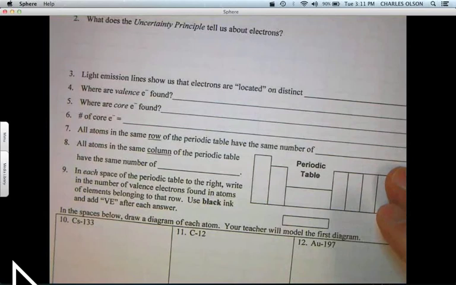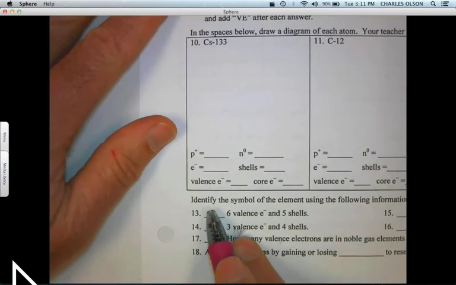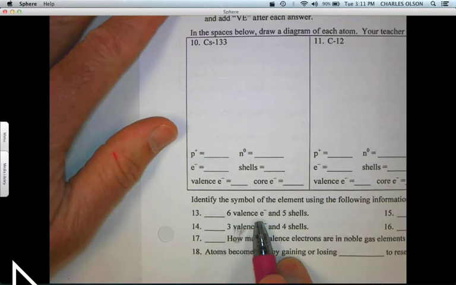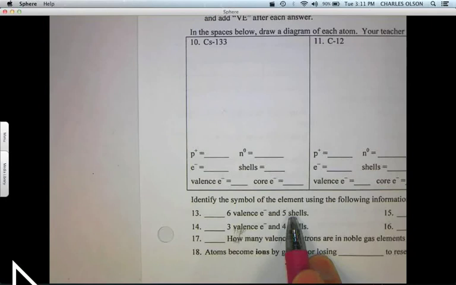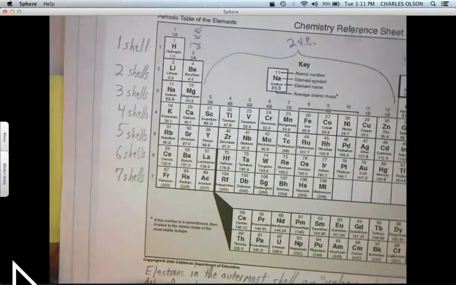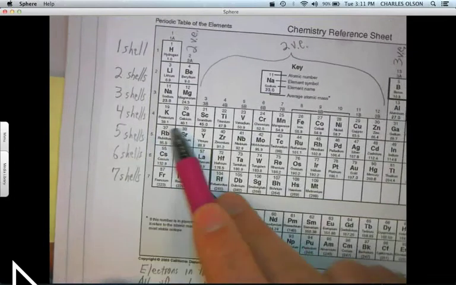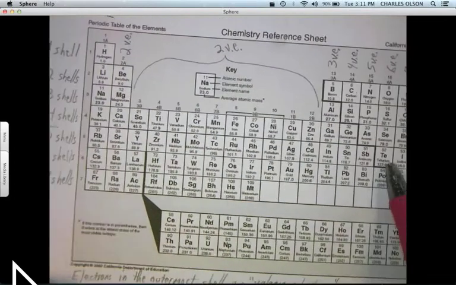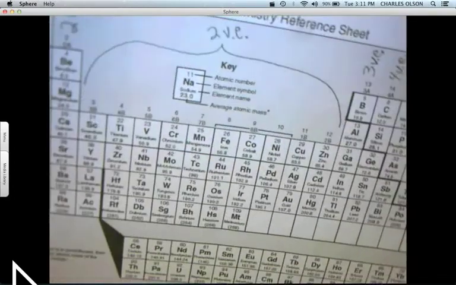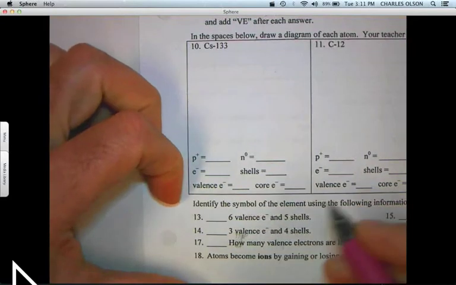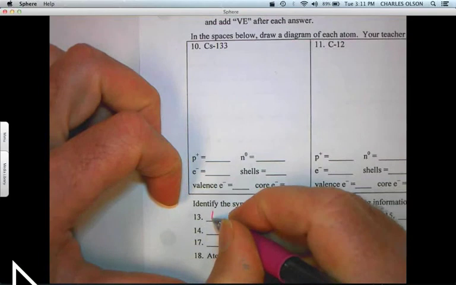So, let's ask question number 13. What element has 6 valence electrons and 5 shells? So let's look. 6 valence electrons is the oxygen family, and 5 shells would be tellurium. All right, so that would be tellurium, Te.